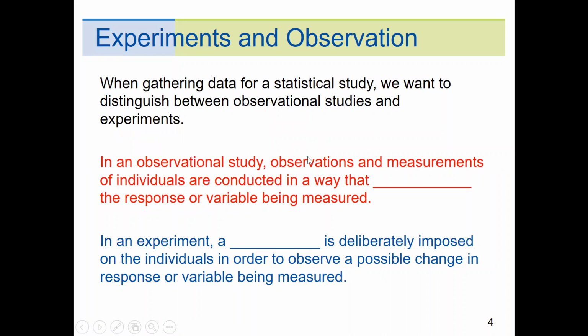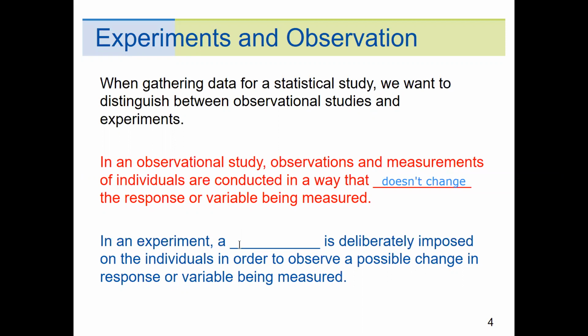Now, when gathering data for a study, we want to distinguish between observational studies and experiments. In an observational study, there's little differences between these two things. Observations and measurements of individuals are conducted in a way that doesn't change the response or variable being measured. So I'll type that in there. Doesn't change.